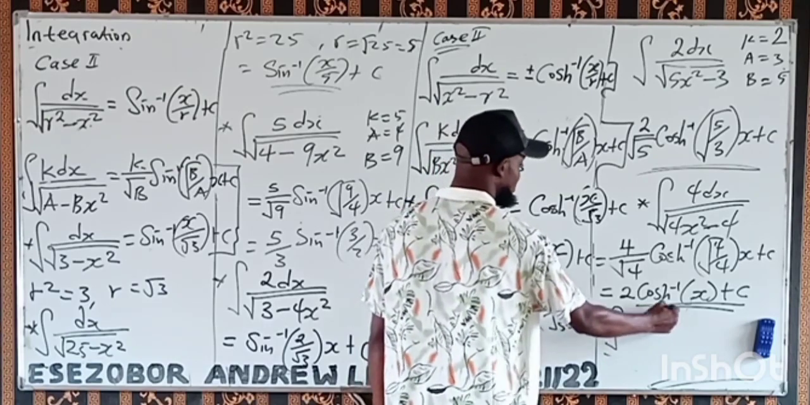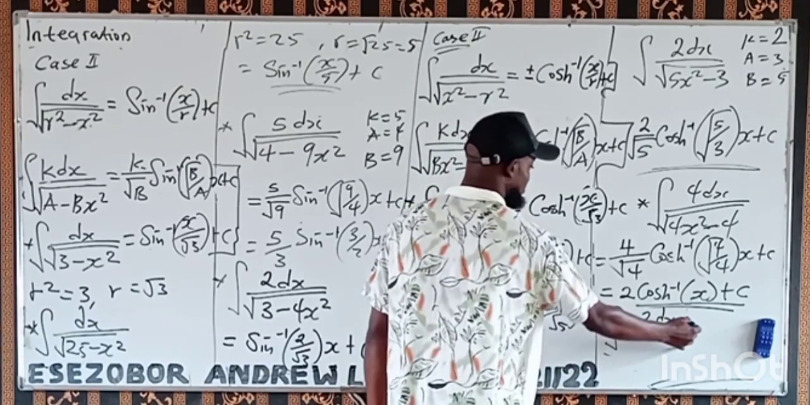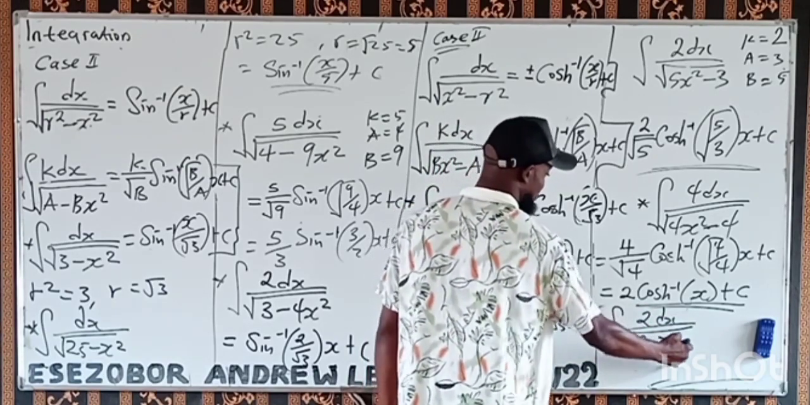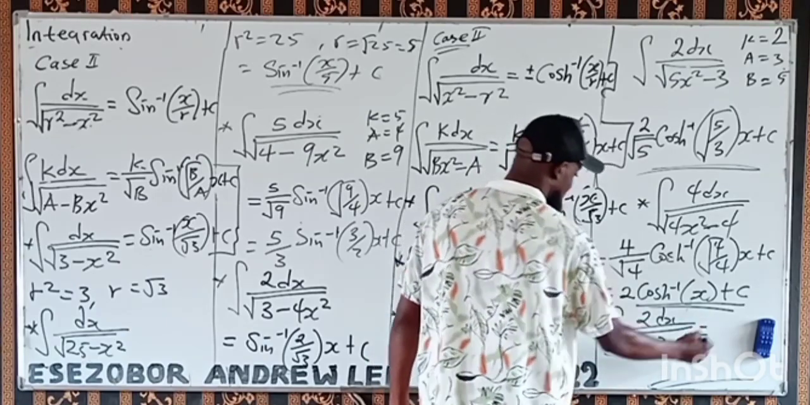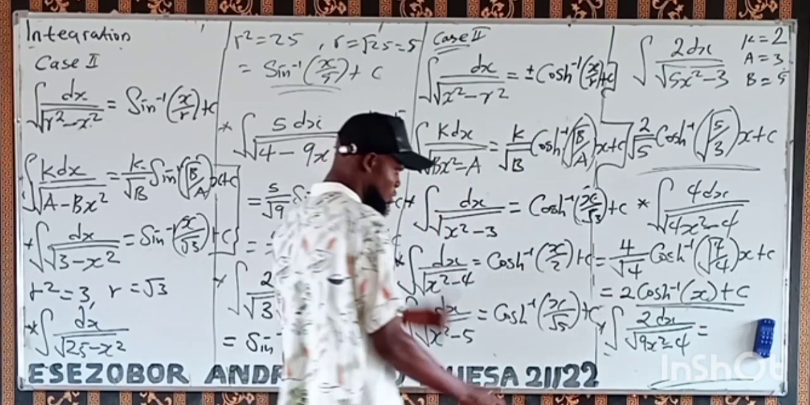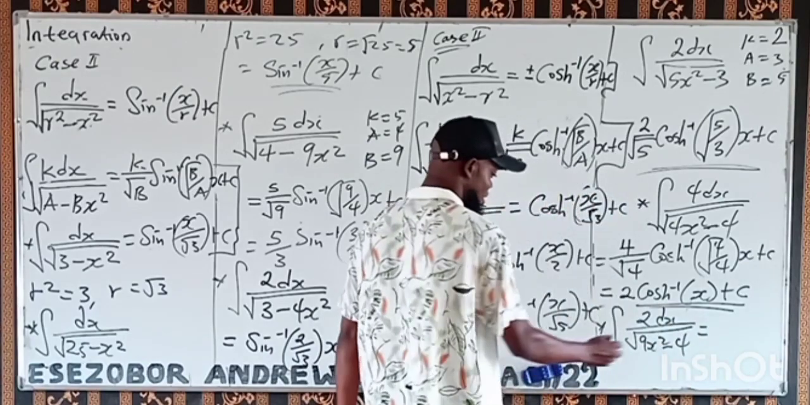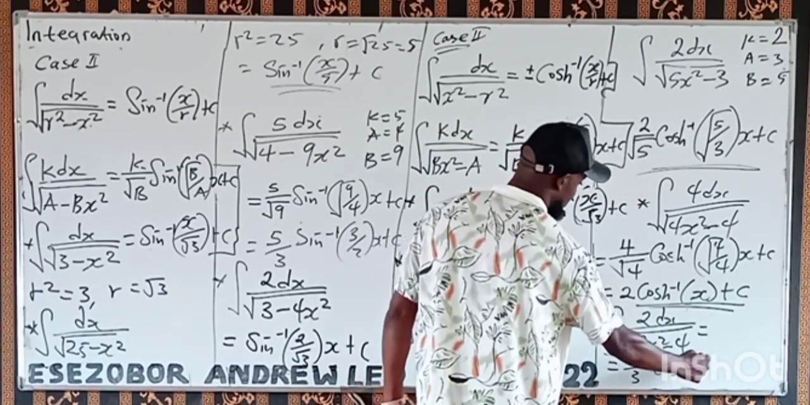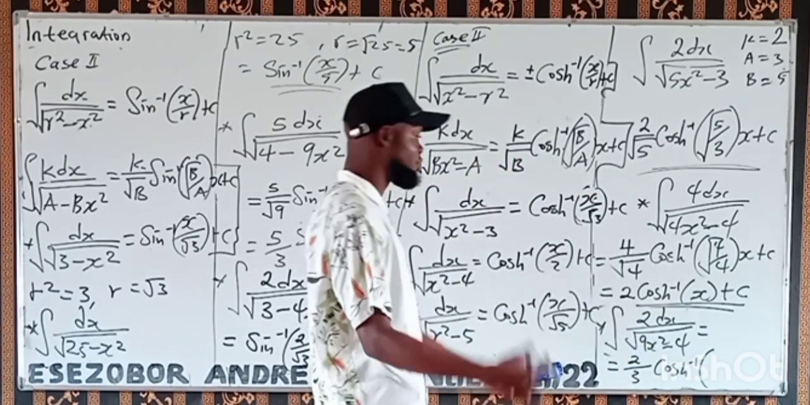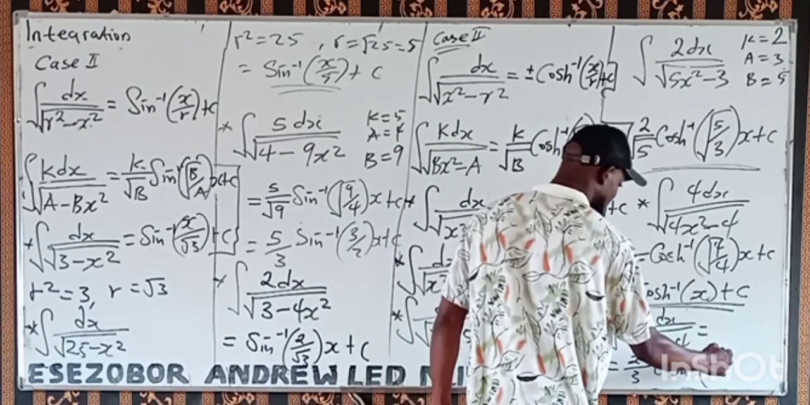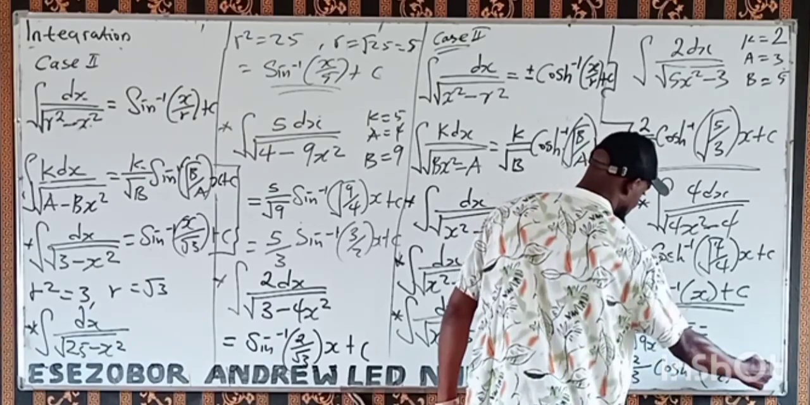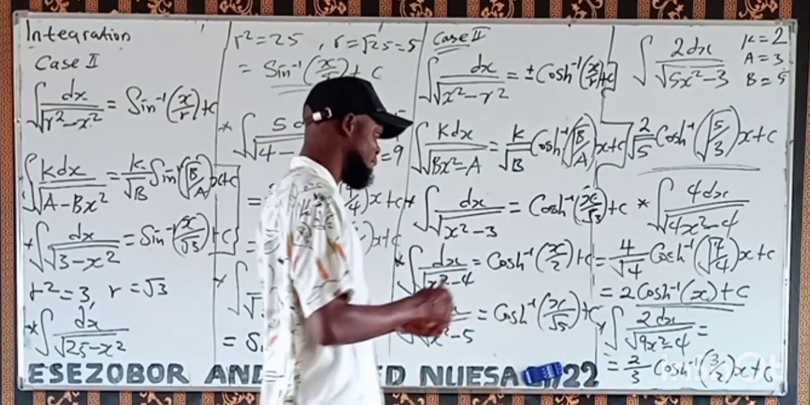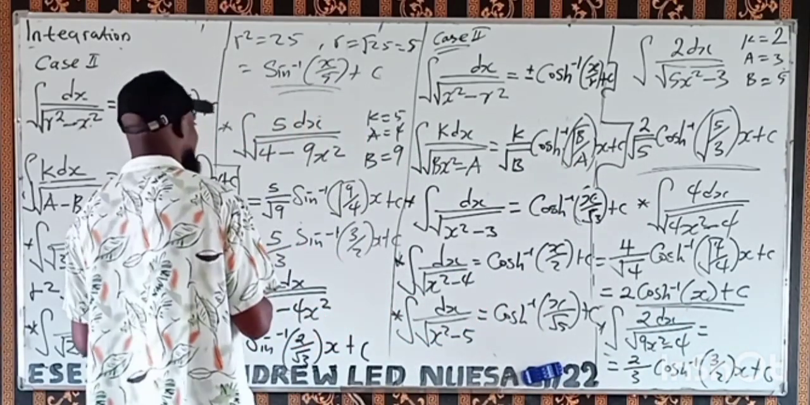So try this: the integral 2 dx all over the square root of 9x squared minus 4. Try and see if we can do this. The final answer is going to be 2 over 3 cos inverse of root b over a, guys, 3 over 2 x plus c. That's what we have as your final answer.